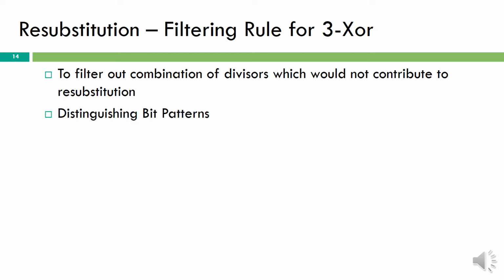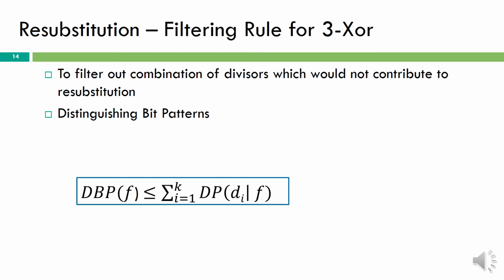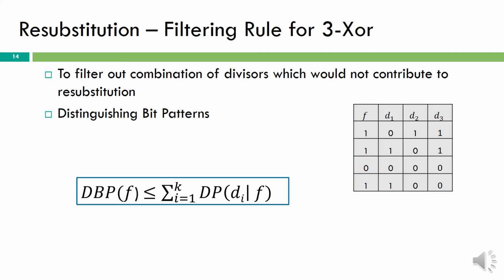So we use the concept of distinguishing bit pattern so as to find out only those divisors which can contribute to resubstitution and ignore other divisors. This is given by the relation: the distinguishing bit pattern for function f should be less than the summation of the distinguishing patterns of the individual divisors with respect to f. So for example, if f is given by this function 1101, and we have these three divisors d1, d2, d3, the distinguishing bit pattern for f will be 3, the number of ones times the number of zeros, and in case of distinguishing patterns for d1, d2, d3, we see what the distinguishing pattern is with respect to f. And we can see that in this case, d1, d2, and d3 can basically replace the function f.